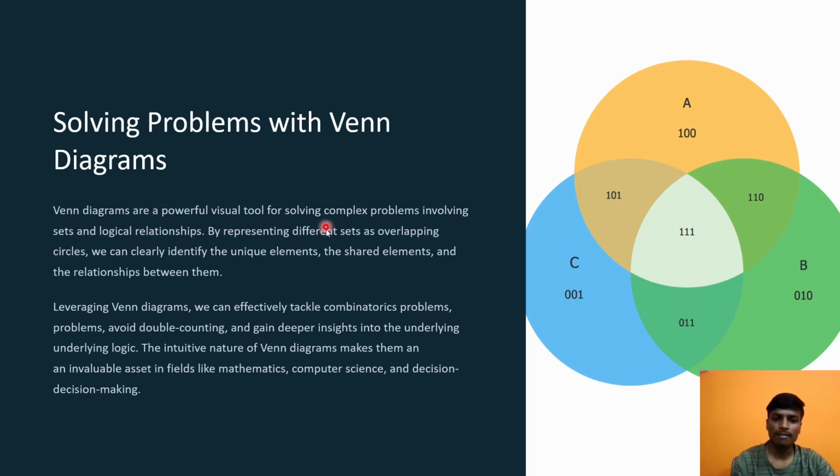By representing different sets as overlapping circles, we can clearly identify the unique elements, the shared elements, and the relationships between them. Leveraging Venn diagrams, we can effectively tackle combinatorics problems, avoid double counting, and gain deeper insights into the underlying logic. The intuitive nature of Venn diagrams makes them an invaluable asset in fields like mathematics, computer science, and decision making.